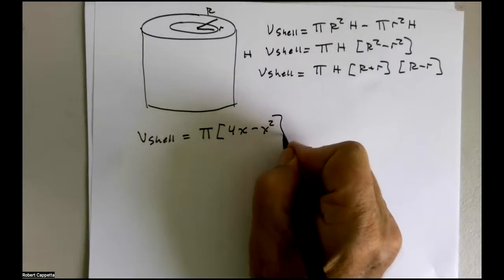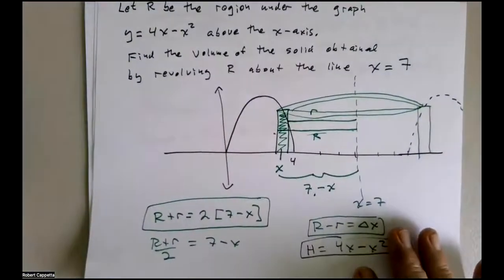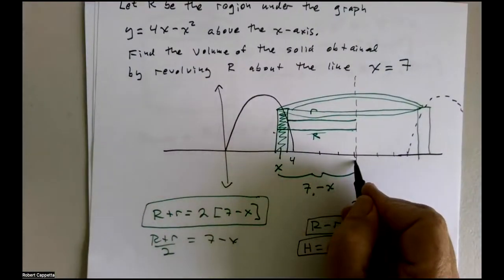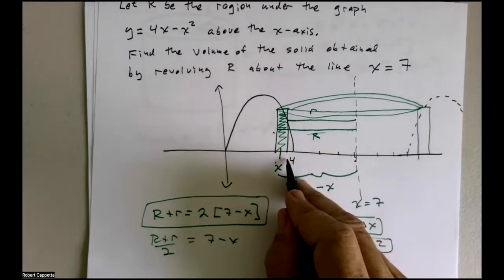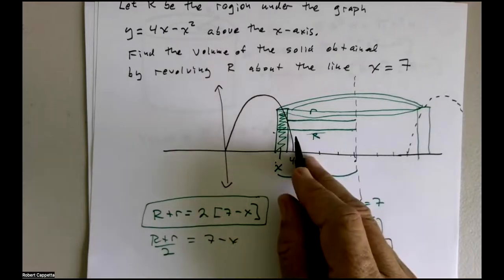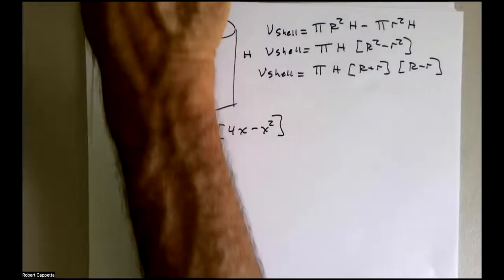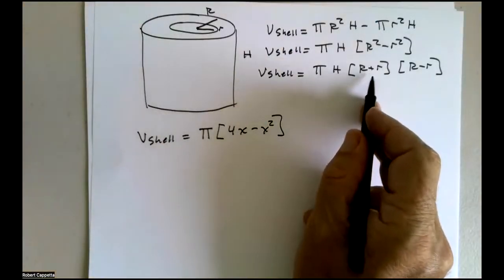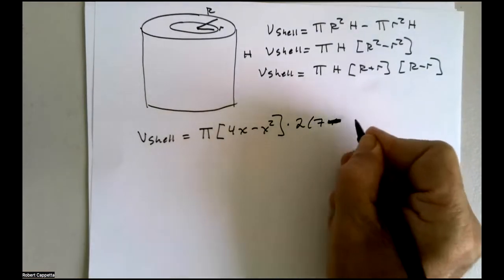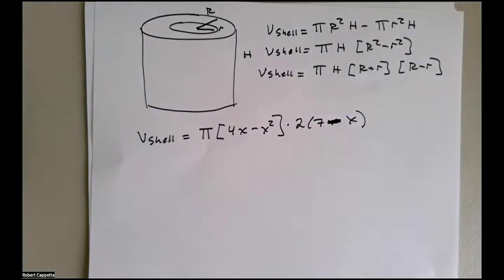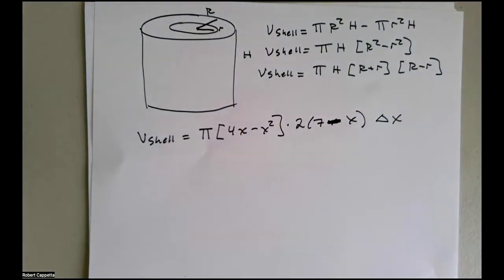The hard part is figuring out R plus r. One more time. R, the radius, is the distance from the axis of rotation to x. From x to 7 is 7 minus x. So one of the r's is basically 7 minus x. The other, the little r, is basically 7 minus x. So R plus r is basically 2 times 7 minus x. So we have pi, we have h. R plus r, we're saying, is 2 times 7 minus x, and big R minus little r is going to be change in x. That is one shell.